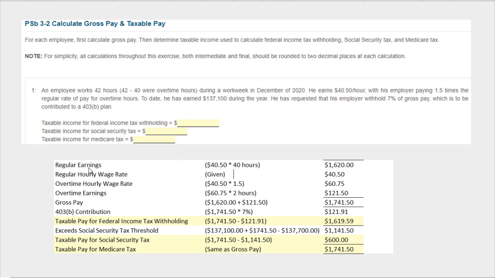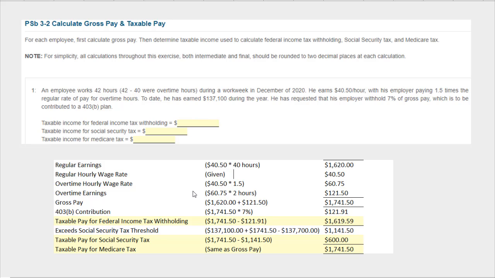Here's regular earnings. It's 40 hours worked times the rate, $40.50, so we get $1,620. That's the regular earnings. Now we need to know the overtime earnings. And there would be other types of earnings like bonus, incentive plan, commissions, but there's none in this problem, right? It's just regular earnings and overtime earnings. So we have regular earnings already. Now what is the overtime earnings?